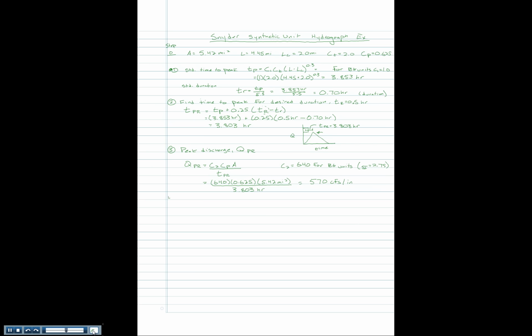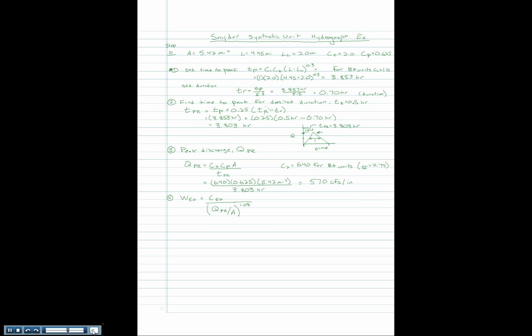Step 4 is to find the width of the unit hydrograph at a certain point. We want to know, if this is the peak flow rate, at half of the peak flow rate, how wide is the unit hydrograph? And we're going to use that to allow us to estimate the total duration of the unit hydrograph. And so this W50, the width of the unit hydrograph at half of the peak flow rate, is C sub 50 divided by Q PR divided by A to the 1.08 power.